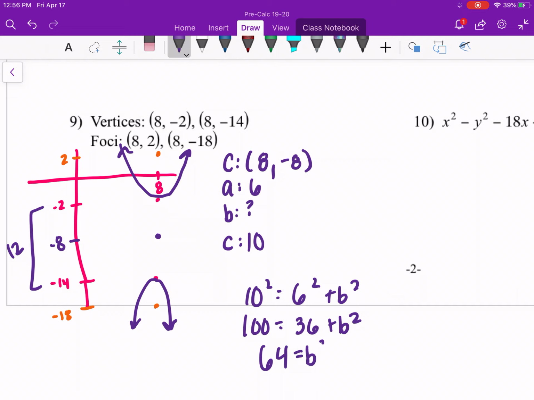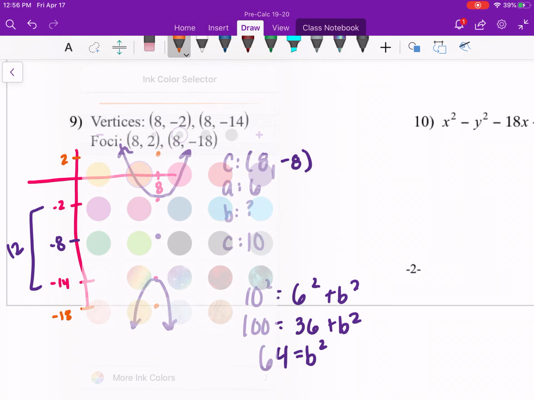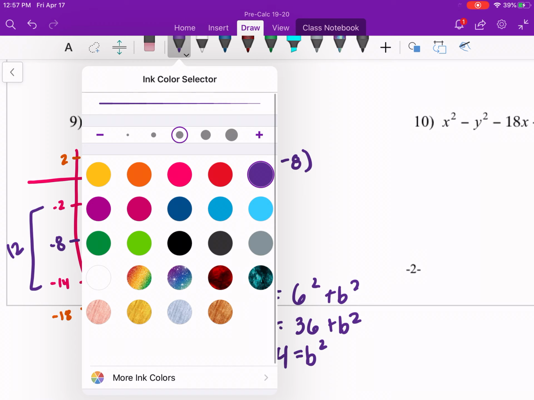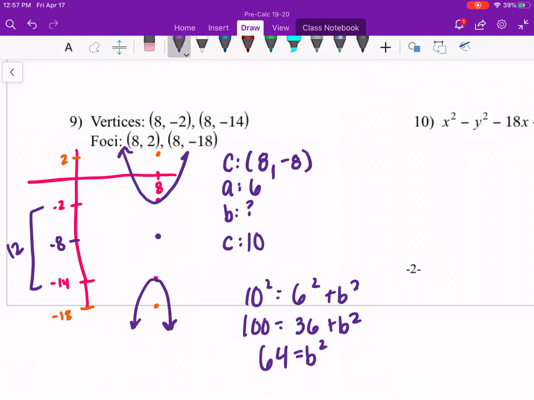64 equals B squared. You could go ahead and solve for B, but honestly, we only need B squared for the equation, so you could stop right there. So I'm going to throw this in my equation. Since the parabolas open up and down, when it opens up like that, I see the Y, and that reminds me that Y needs to come first.